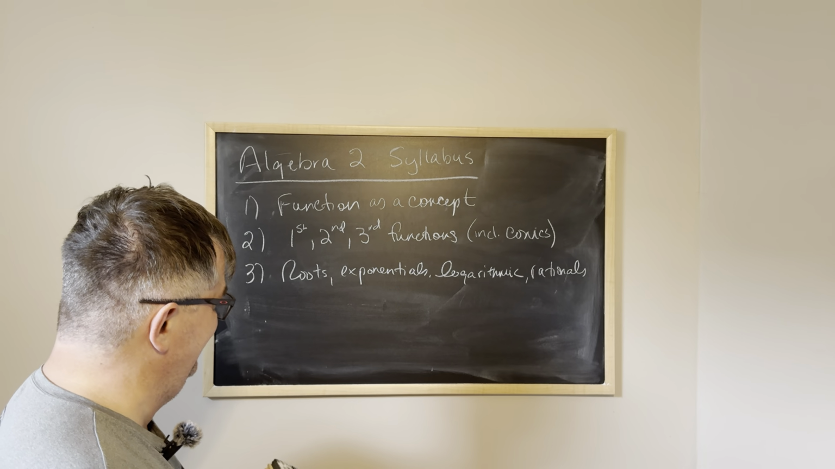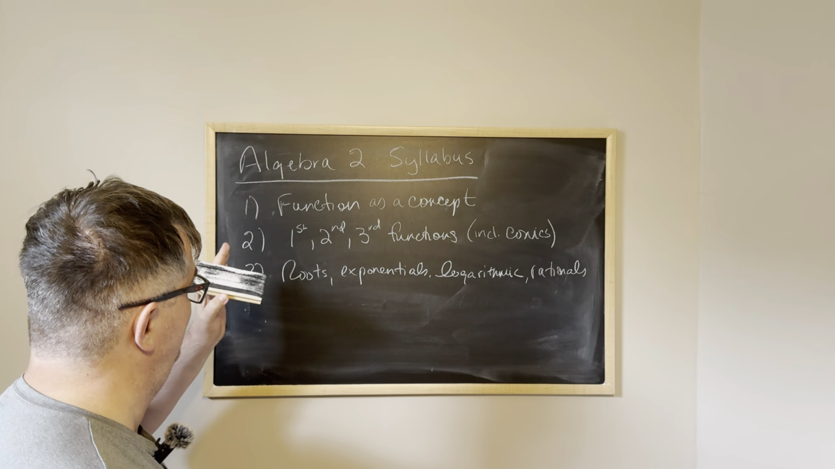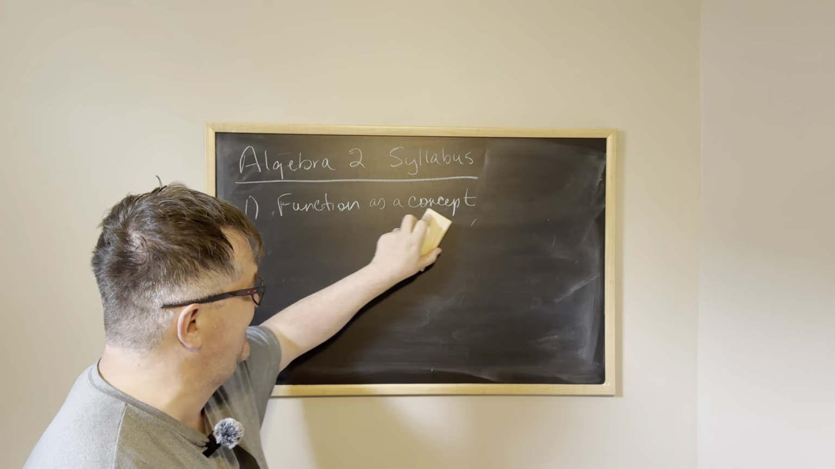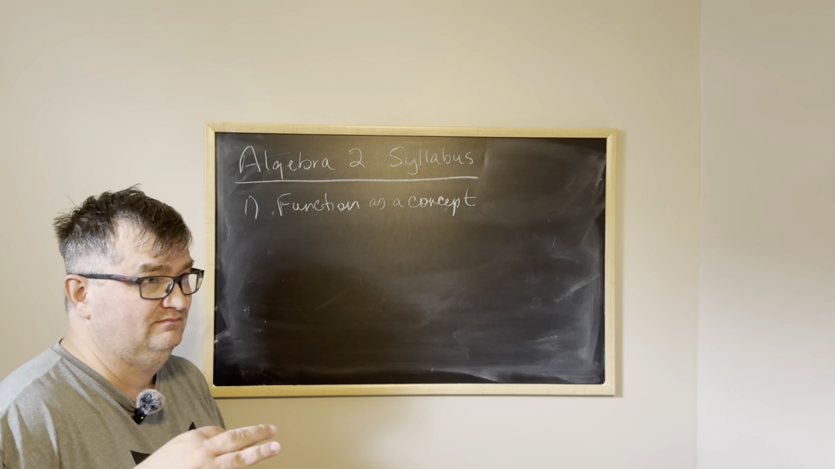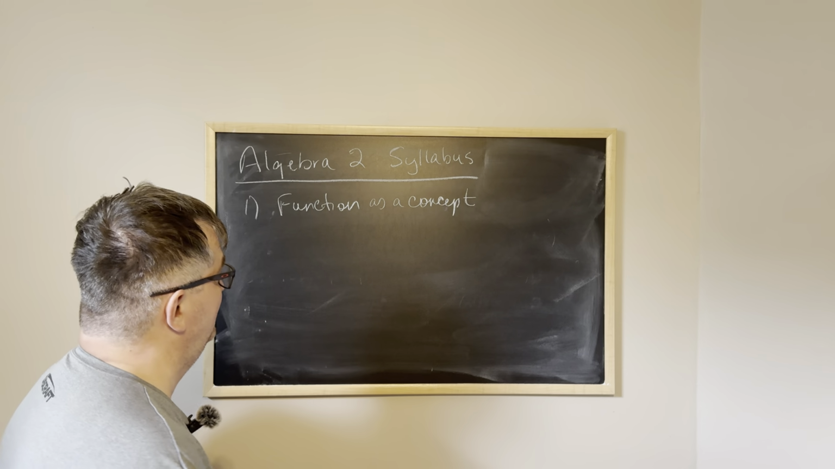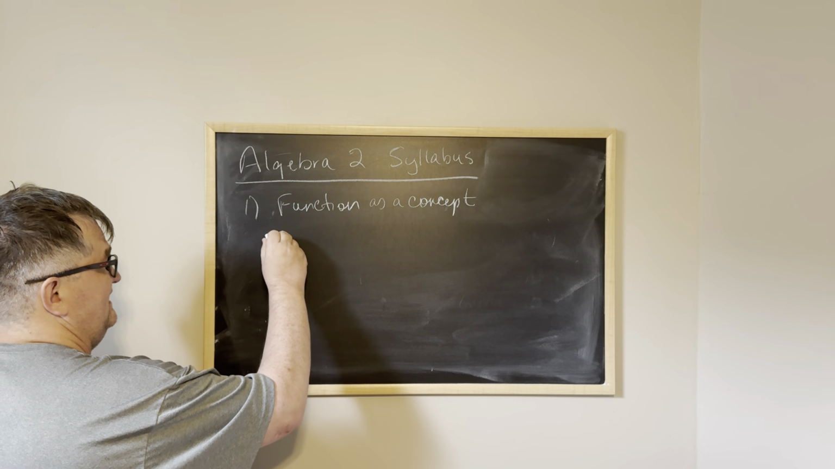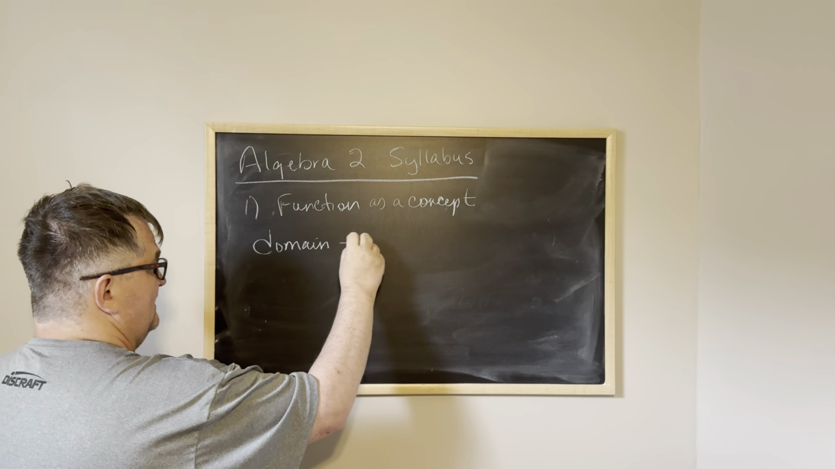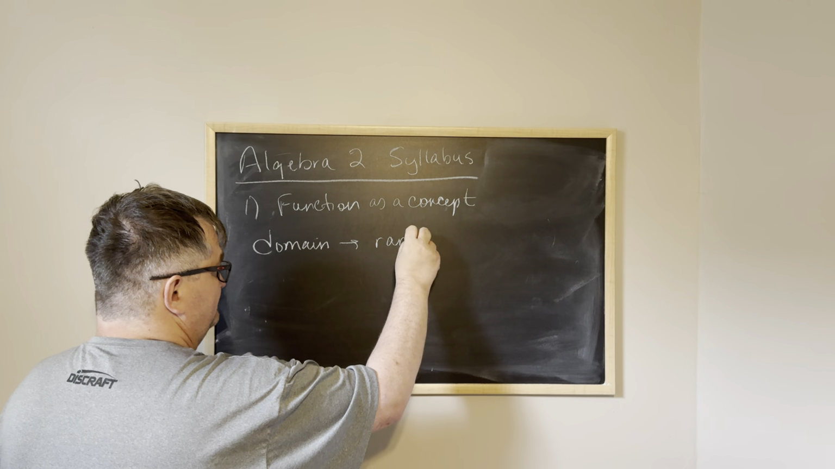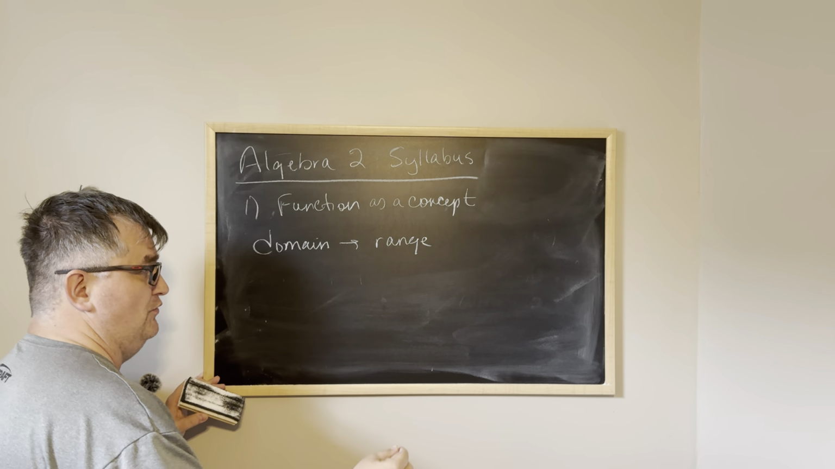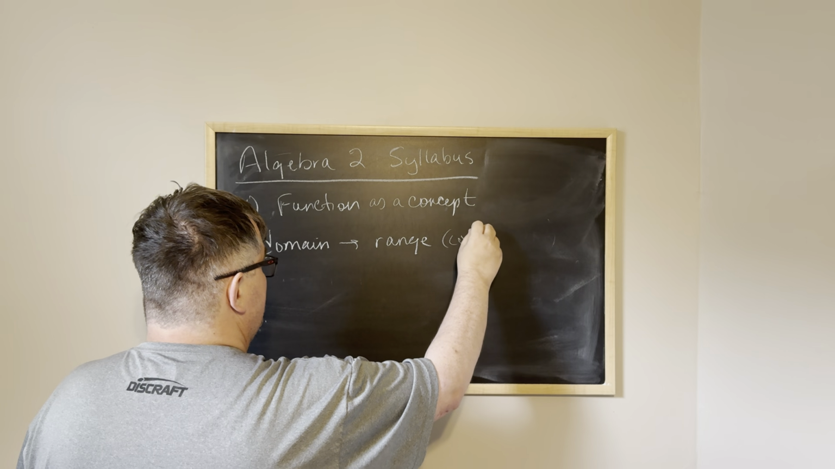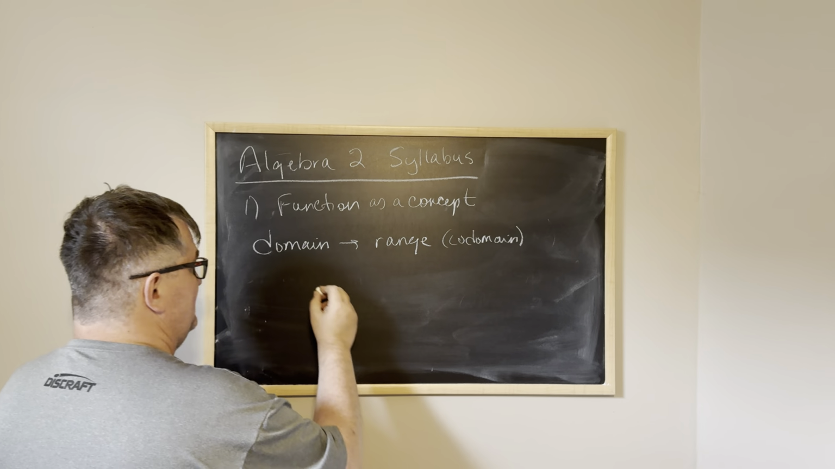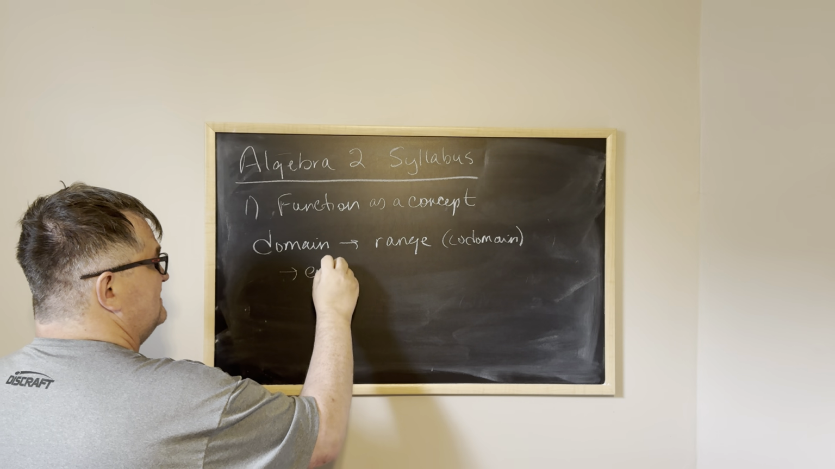So let's tackle the function as a concept one first, because it kind of sets up the other 2. And so the thing that we need to understand is you need to be familiar with domain and range. Some people use the word codomain. You may see that in the literature. And you should be exposed to the concept of end behavior.